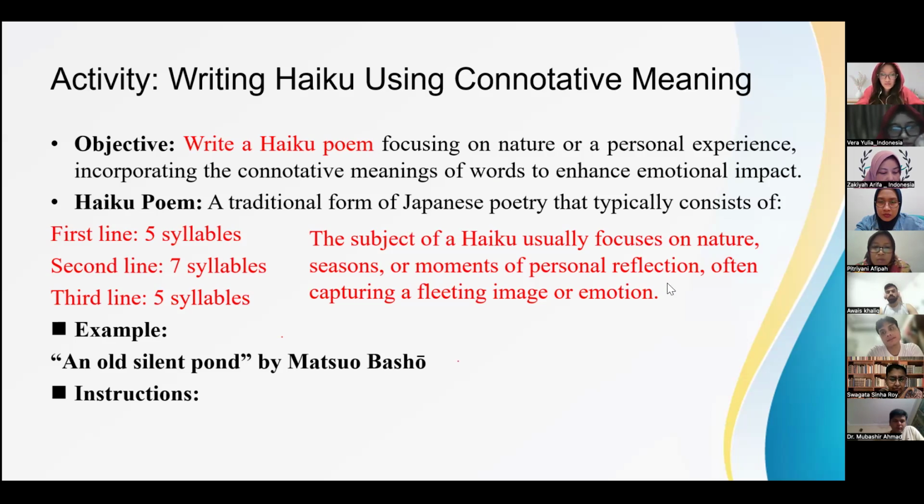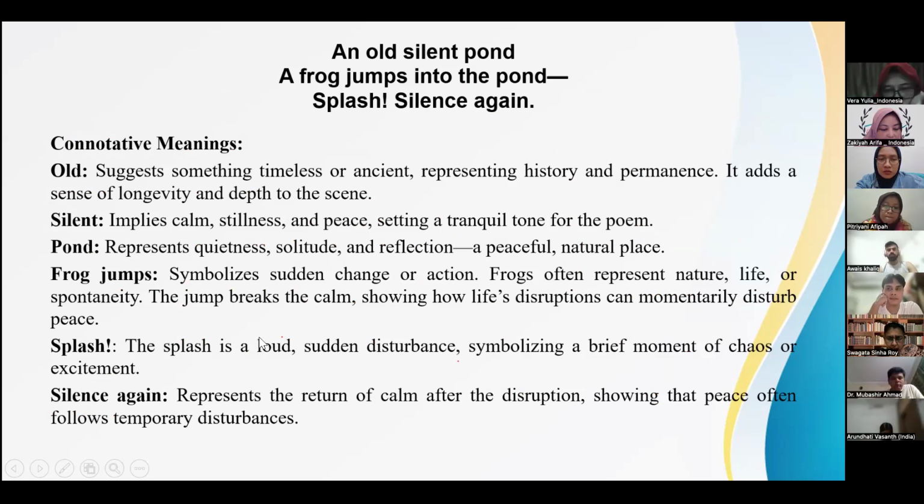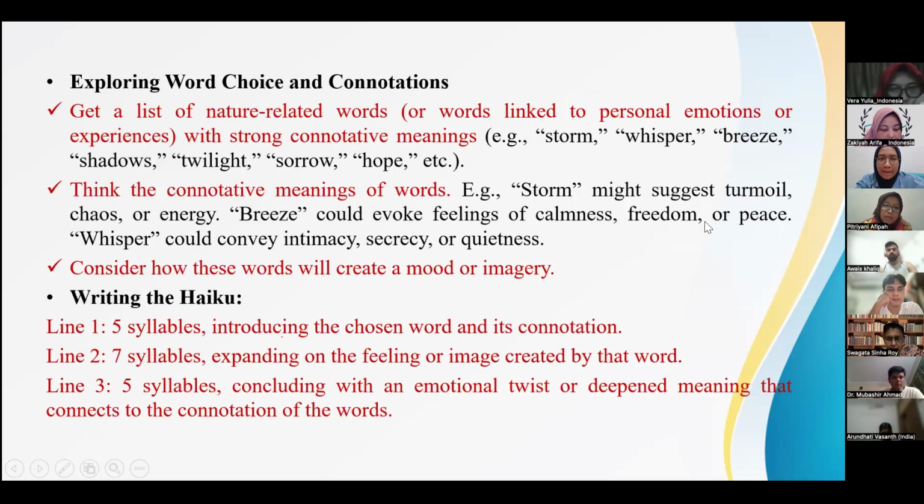The subject of a haiku usually focuses on nature, seasons, or moments of personal reflection, often capturing a fleeting image or emotion. So we can appreciate this classic poem: what does "old" suggest, what does the adjective "silent" suggest, and pond, frog jumps, and splash, and silence again. After we appreciate this poem, we can write our own poem by using the connotative meanings of certain words. We have several steps to do this.